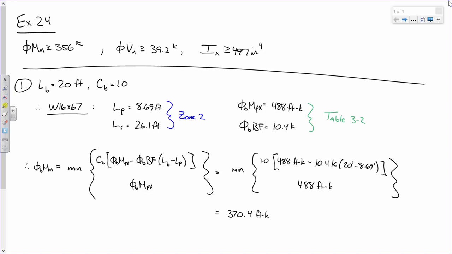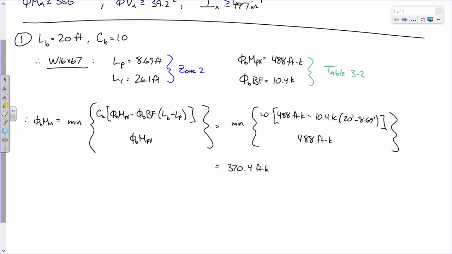Is this good? This is good, right? Why is it good? Because it's greater than 356. While we're looking at the 16 by 67, what is its shear capacity? So phi Vn is 193 kips. So first off, we know that this is good because it's greater than or equal to 356. We know that this is good because it's greater than or equal to 39.2.